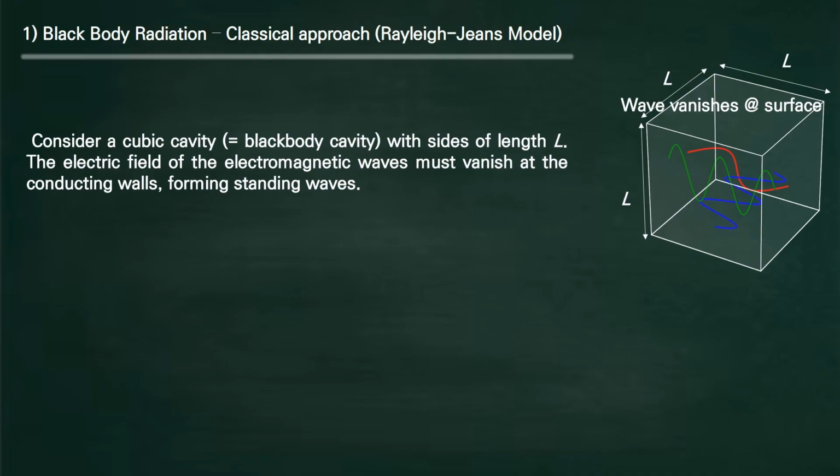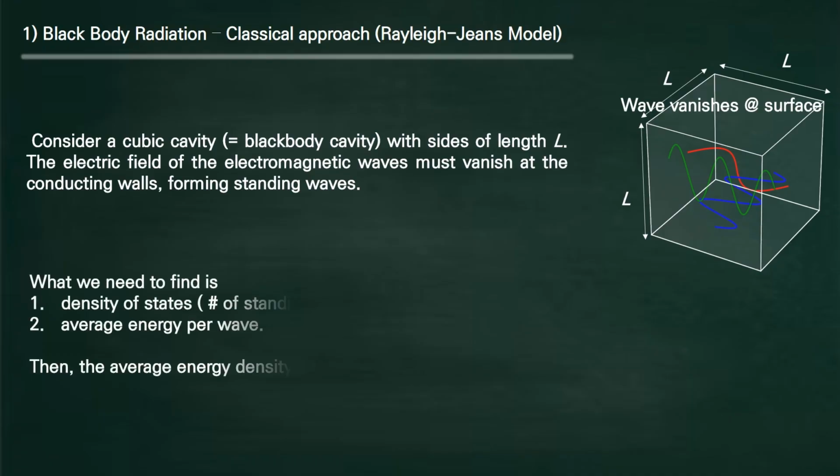To calculate the total energy density, we need to find 2 things. First, the density of states, which is the number of standing waves per unit volume. And second, the average energy per wave. Multiplying these 2 will give us the average energy density of the radiation.